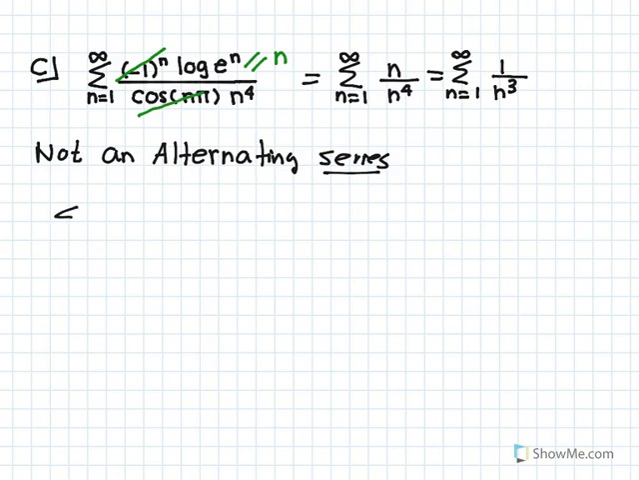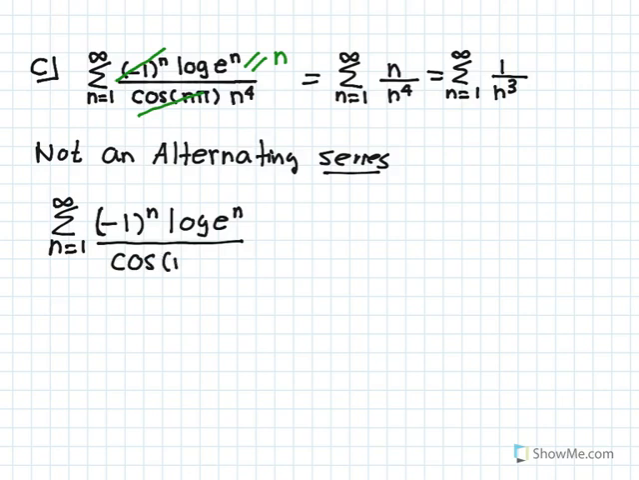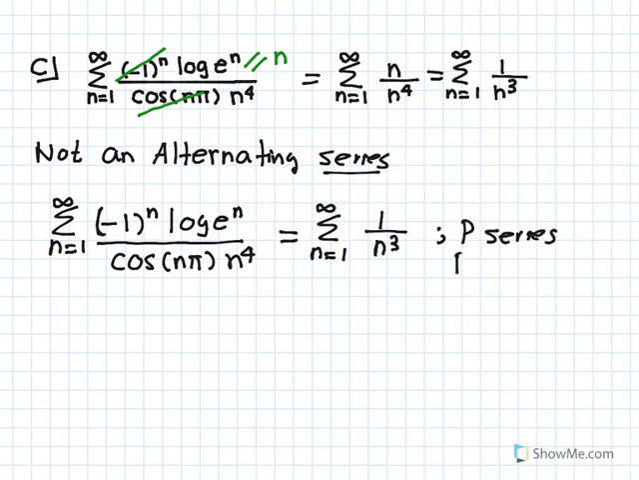In fact, the given series, the summation n equals 1 to infinity of negative 1 to the n, log of e to the n, divided by cos of n pi times n to the fourth, after simplification is equal to the summation n equals 1 to infinity of 1 over n cubed, which is in fact a p-series with p equals 3. P is larger than 1, 3 is bigger than 1, so the given series converges because it's a p-series with p equals 3 larger than 1.